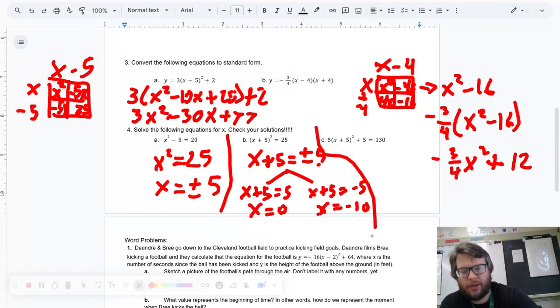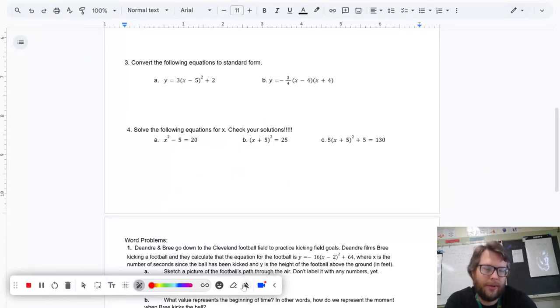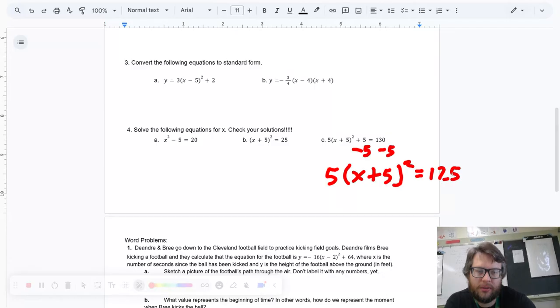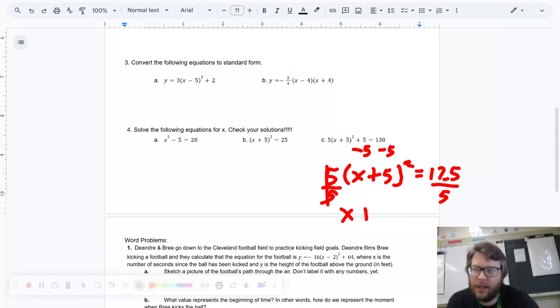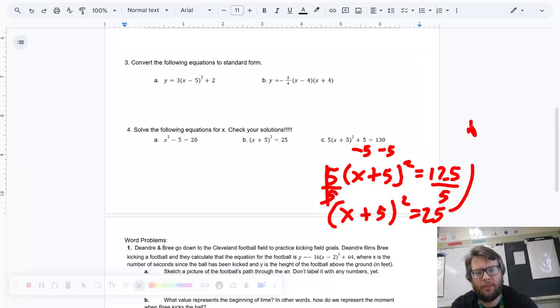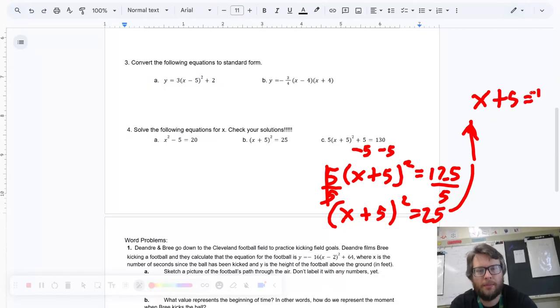Part C, a little bit trickier. Let's clear out the screen. Just work from the outside in. First, let's take away 5 on both sides. So 5 times x plus 5 squared is 125. Then divide by 5 on both sides. So I have x plus 5 squared is 25. Then it's just like the problem I just did a second ago. Square root, so x plus 5 is positive or negative 5. That means that x is 0 or negative 10.